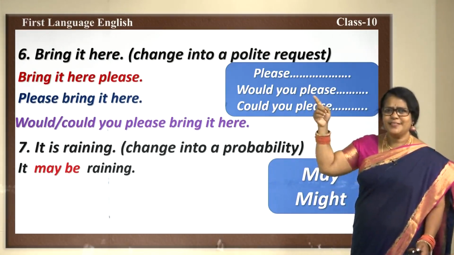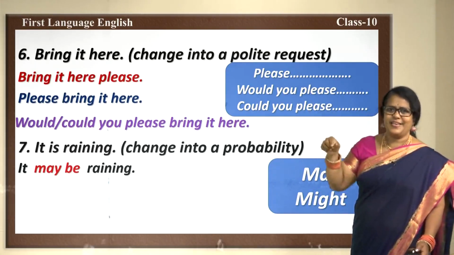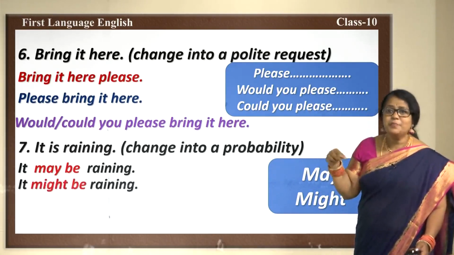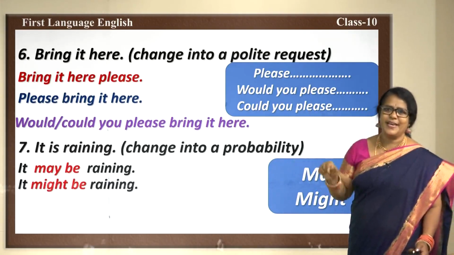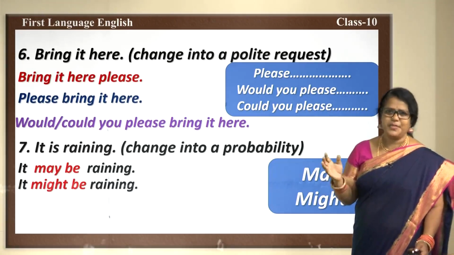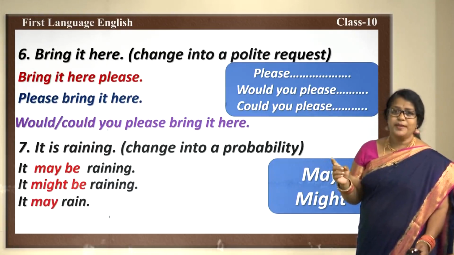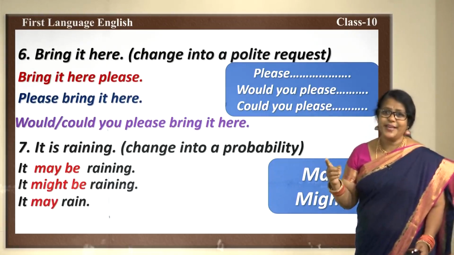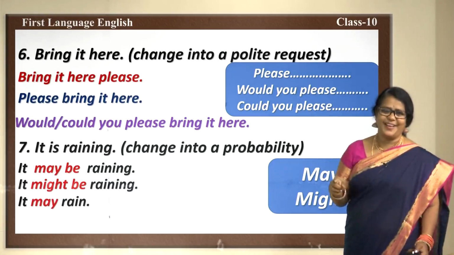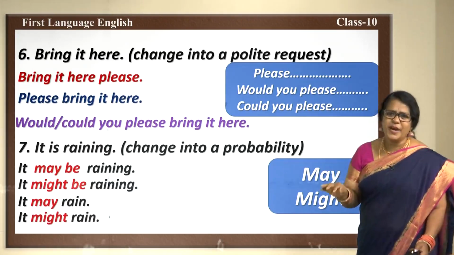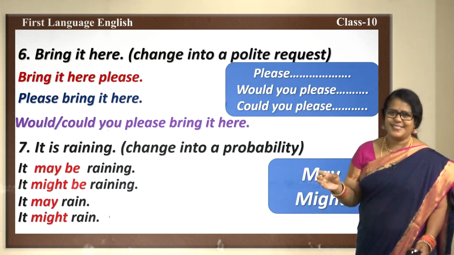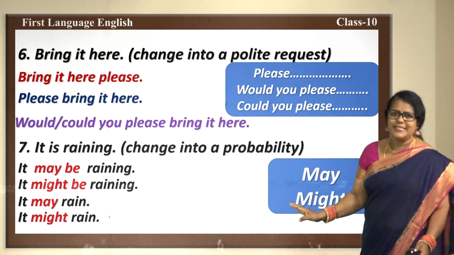He is late. Why is he late? It may be raining. That is why he is late. It might be raining. That is why he has not yet come. In that meaning. Fine. This also could be, it may rain. It may rain by evening. Please take your umbrella. It might rain. Yes. So, these are the words of probability.